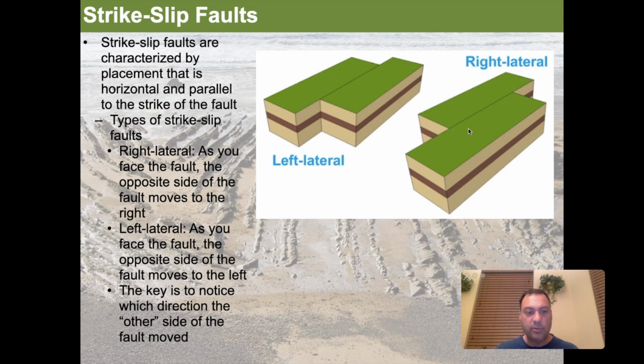In a left lateral fault, you want to look across and see what the other side of the fault is doing. In this case, it's going to the left. So they call it a left lateral fault. Same thing over here. If you're over here and you look across, everything's going to the left. That's a left lateral fault.